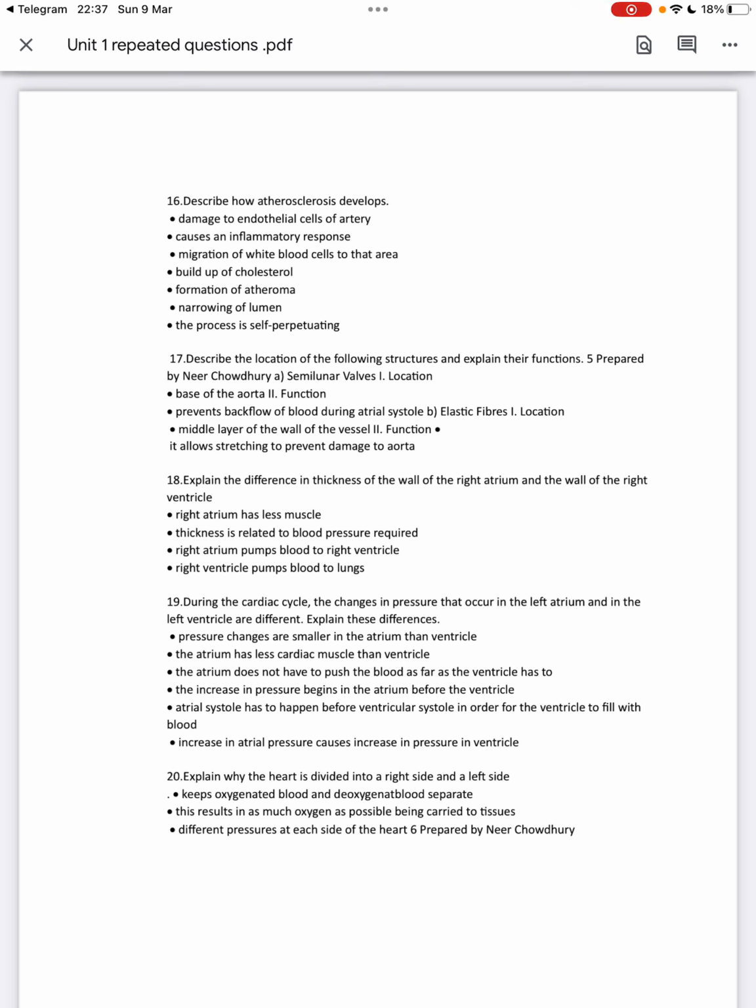Question 20 and last question to do for this video. Explain why the heart is divided into a right side and a left side. Because it keeps oxygenated blood and deoxygenated blood separate. This results in as much oxygen as possible being carried to tissues. Different pressure at each side of the heart.